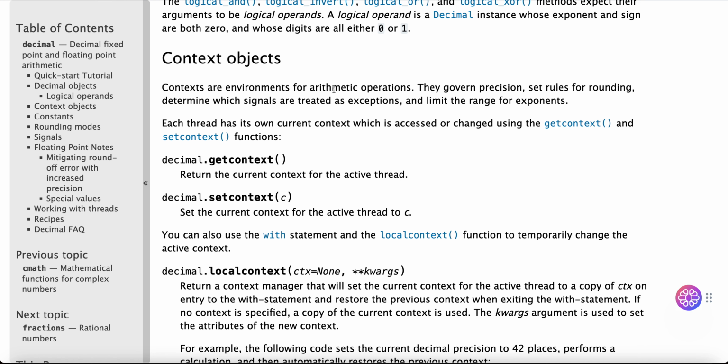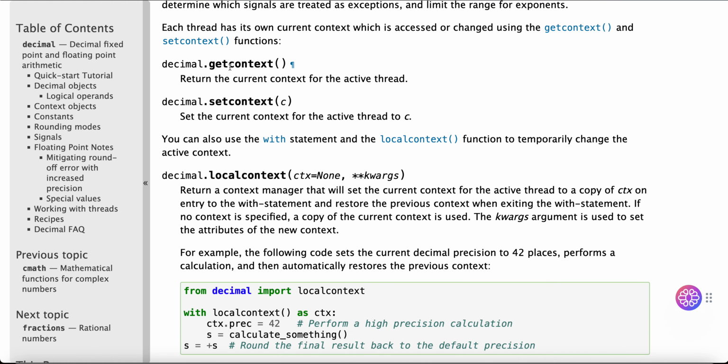Context objects. Contexts are environments for arithmetic operation. They govern precision, set rules for rounding, determine which signals are treated as exceptions, and limit the range of exponents. Each thread has its own current context, which is accessed or changed using the getcontext and setcontext functions.